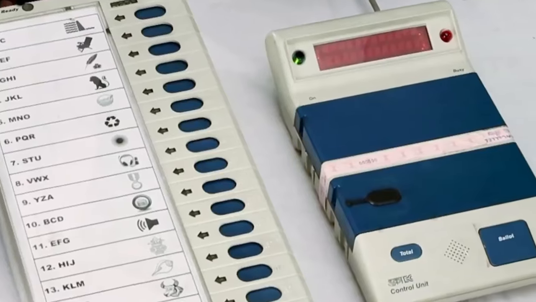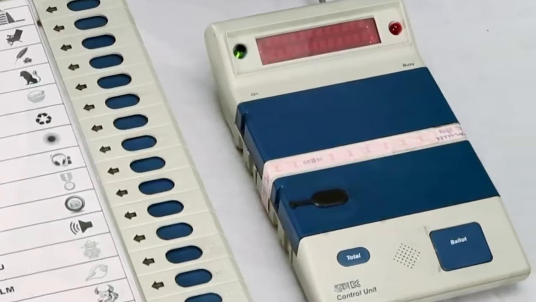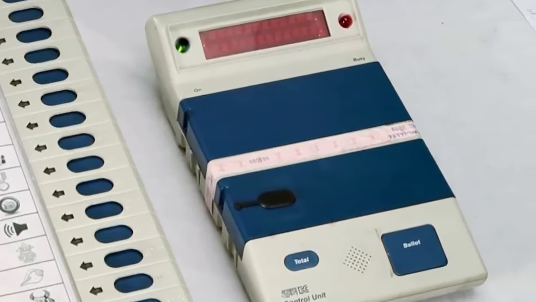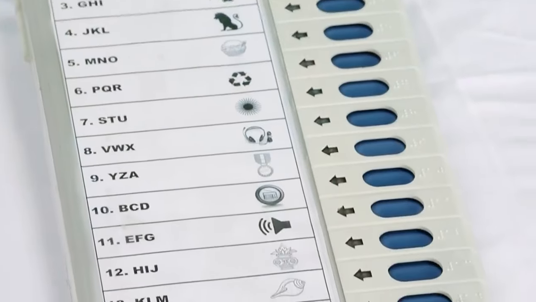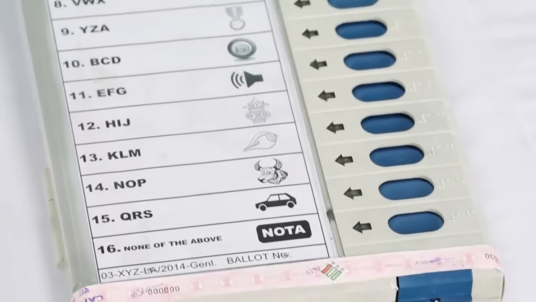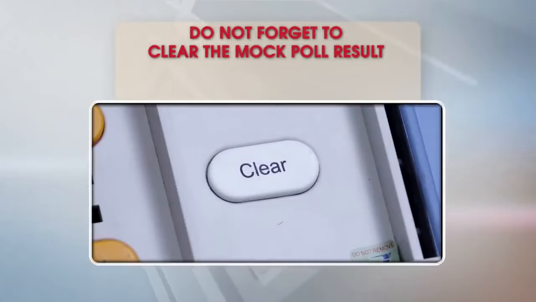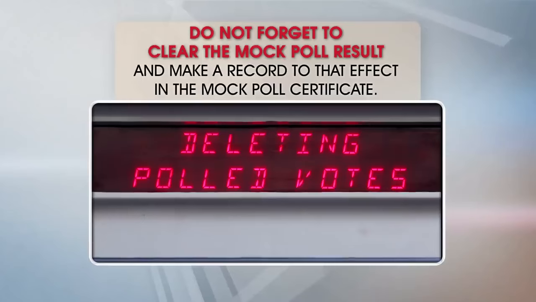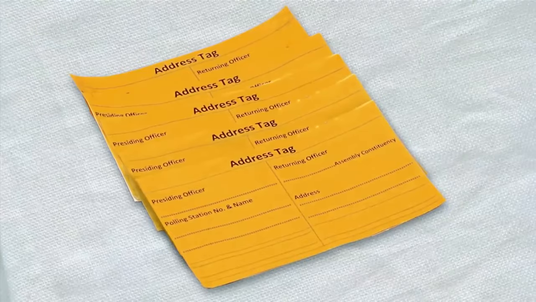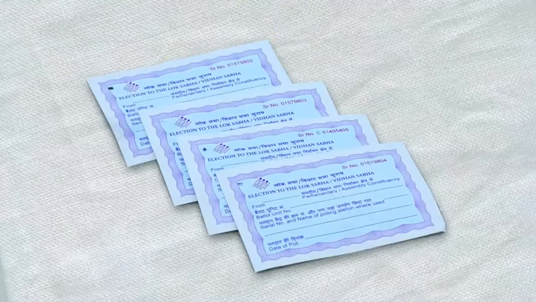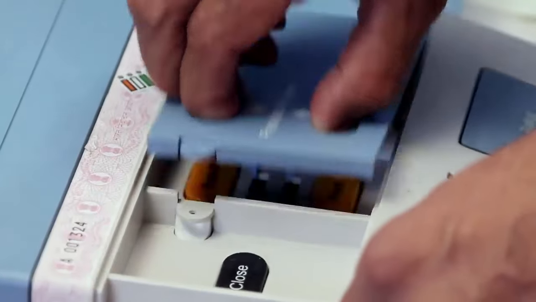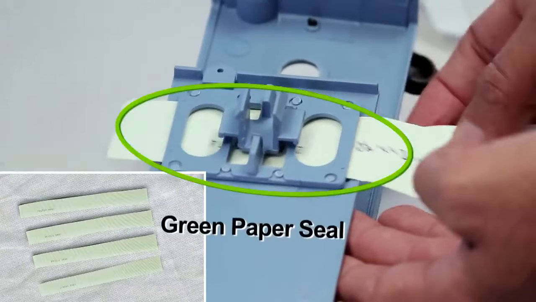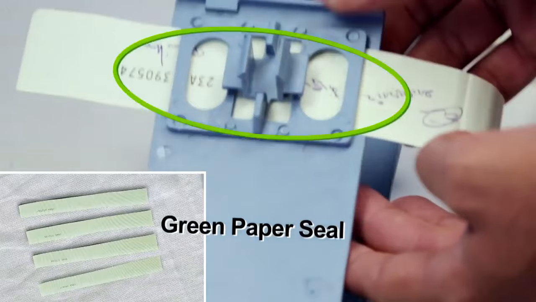The CU is working fine. It now needs to be properly sealed and tagged by the presiding officer. The ballot unit or BU is already sealed at RO's level. Do not forget to clear the mock poll result and make a record to that effect in the mock poll certificate. After clearing the mock poll data, seal the CU using the prescribed seals and tags and make it ready for the actual polls. Insert the green paper seal in the frames provided for both results.